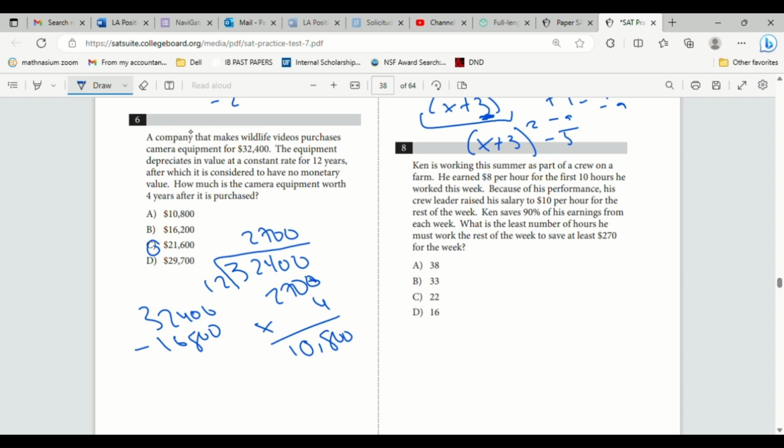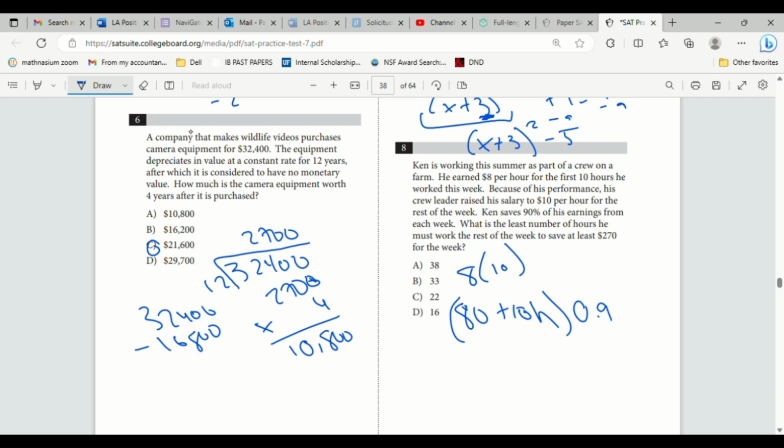So the question first tells us that he earns $8 per hour for the first 10 hours. So that's 8 times 10, so that's $80 that he earns in the first 10 hours. Then his salary is raised to $10 per hour, so plus 10H, right? $10 per hour, and he saves 90% of his earnings from each week. So he saves 90% of his salary, so 0.9 times his salary for the week.